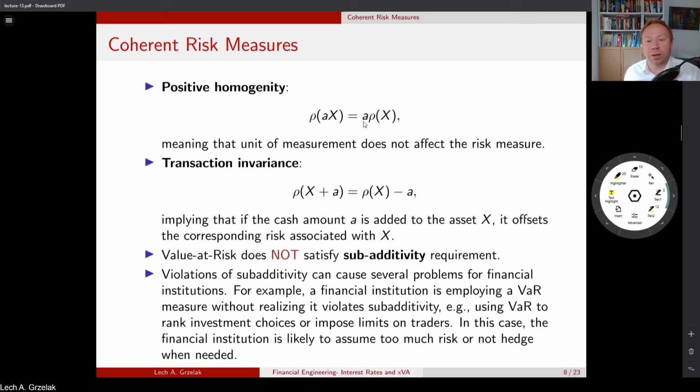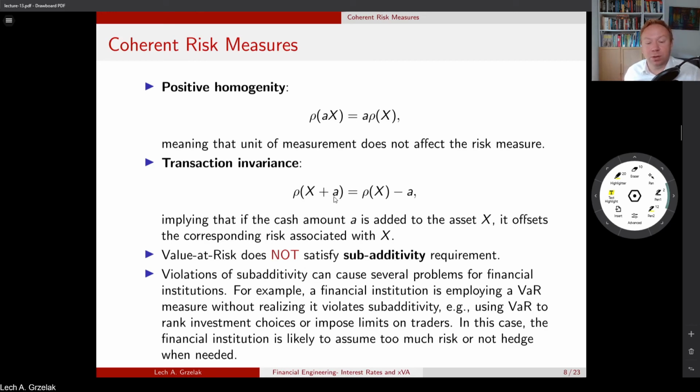So this is more for, let's say, checking with a 2 days VAR. If you calculate it, if you transfer to different currency in 2 days spot, then it's equivalent. And transaction invariance, this is also another one. So we have rho of X plus A, and we have here rho of X minus A. This is an interesting composition, and this has to do with the cash amounts.